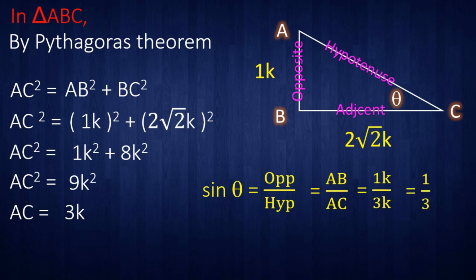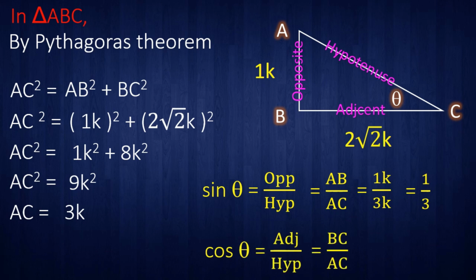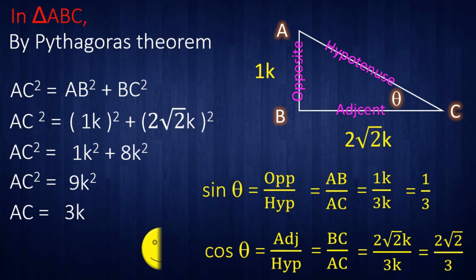Next, cos theta is equal to adjacent upon hypotenuse. Adjacent is BC, hypotenuse is AC. BC value is 2 root 2K and AC value is 3K. K and K cancel, so 2 root 2 upon 3 is your answer. Correct, students?